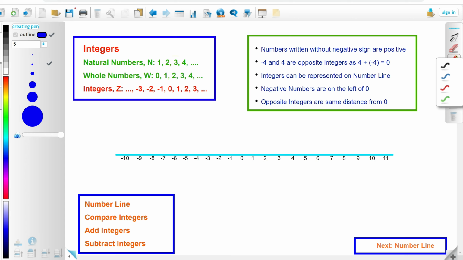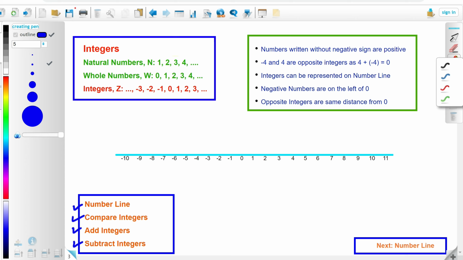This video is for our middle school students who want to understand completely what integers are, how we can represent them on a number line, how we can compare them, how we add them, and how we subtract them. To begin with, let us understand something about the numbers.